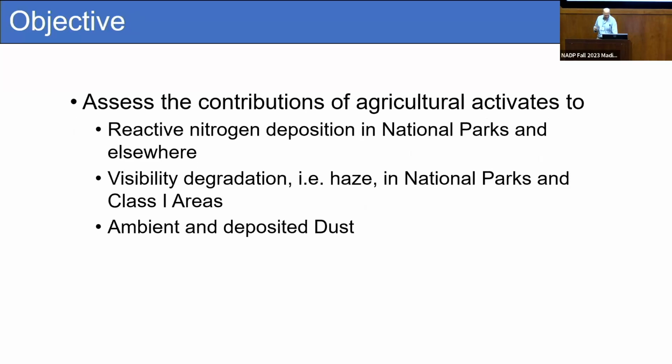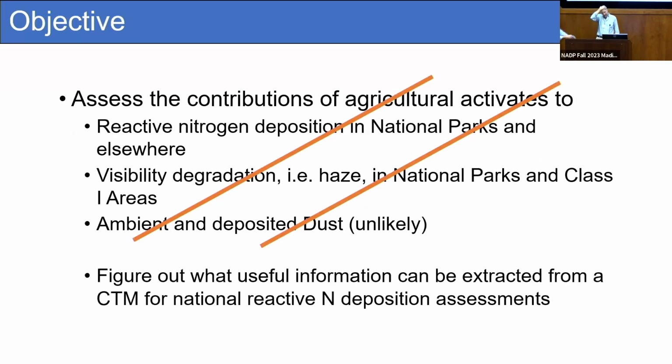So, objectives. Really, the objectives now are trying to figure out how we can use these models to extract useful information, to understand reactive nitrogen deposition and other air quality issues.